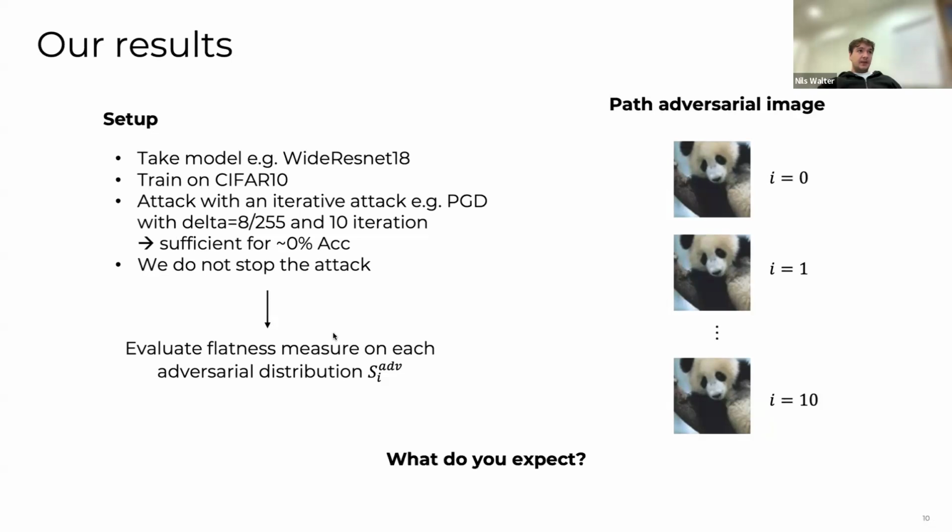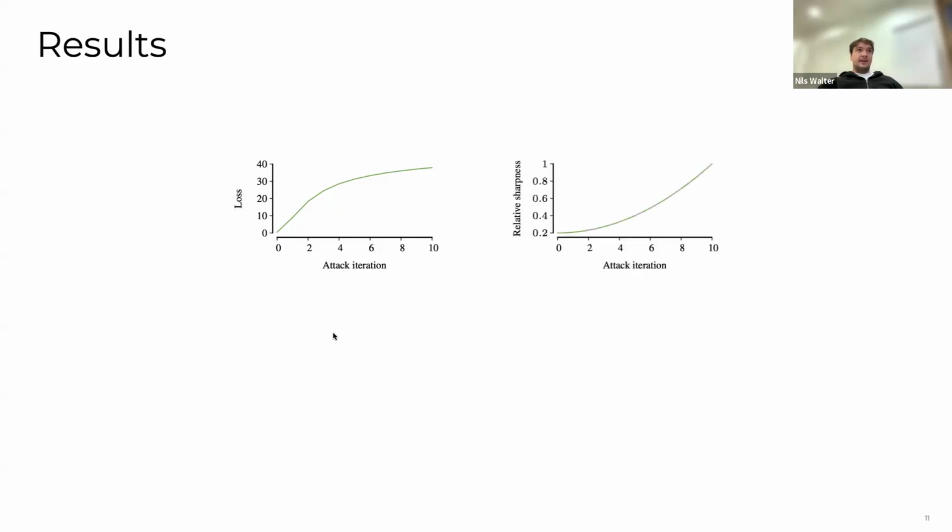Okay, now, if you buy into this intuition, or what I also showed you earlier, that if you're in a flatter area, you should also generalize better. The first thing that we measured is obviously the loss. And as expected, per attack iteration, the loss goes up. On the x-axis, we plot the attack iteration, and on the y-axis, the loss. Okay, so what we really wanted to see is kind of like this.